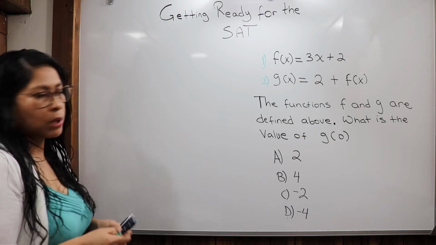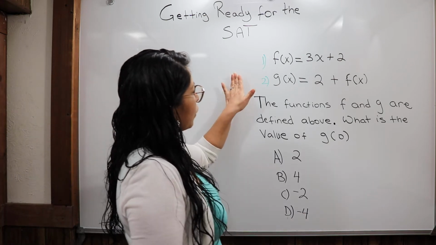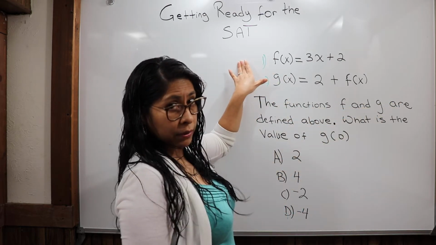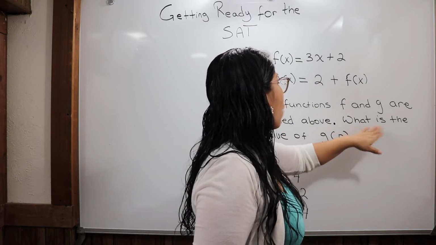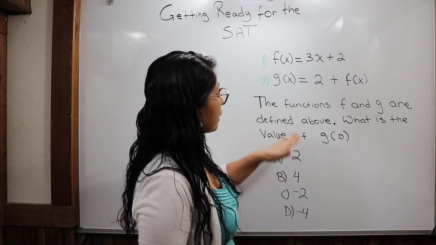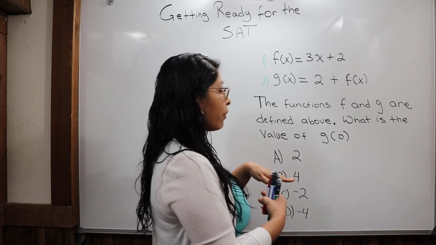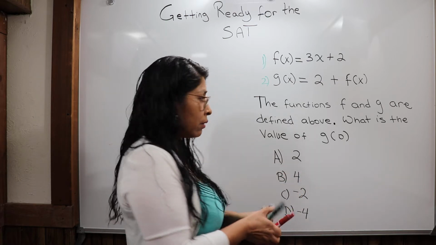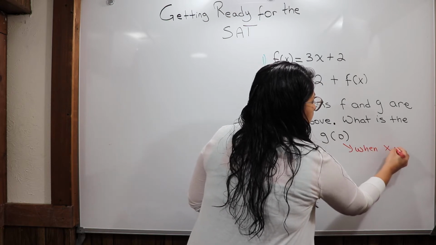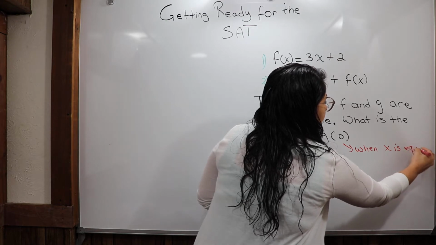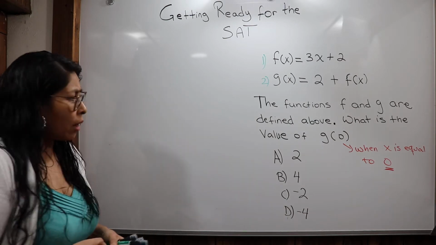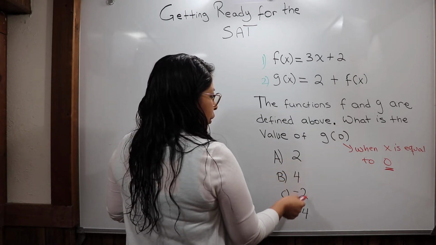So now, what is the question here? What I told you before, I have two functions. The functions f and g are defined above. That's what we have right here. And then the question is, what is the value of g of 0? So that means we need to find g of x, and not just g of x, but we need to find it when x equals 0. That is the question. And I have four options here: 2, 4, -2, and -4.